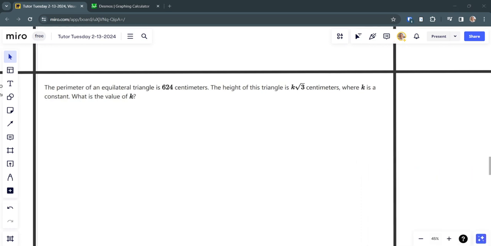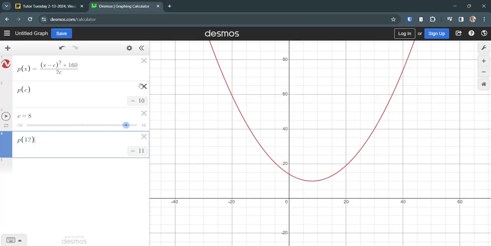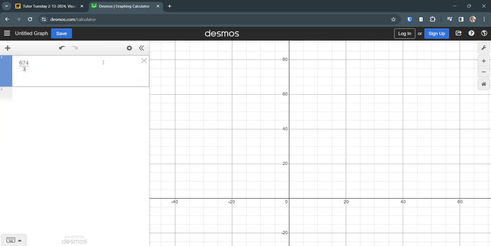The perimeter of an equilateral triangle is 624 centimeters. An equilateral means all of the sides are the same length. Okay, problem. So each of these sides is just going to be 624 divided by 3. So what does that come out to? 208.